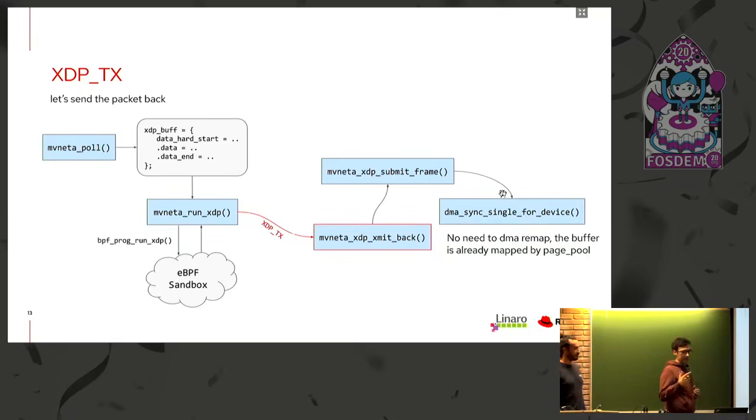The MVNeta XDP xmit back will reinsert the packet in the hardware DMA TX ring. It's not necessary in this case to DMA remap the buffer, since it has already been mapped by the page pool API. We just need to flush the CPU caches, because the device is not coherent.